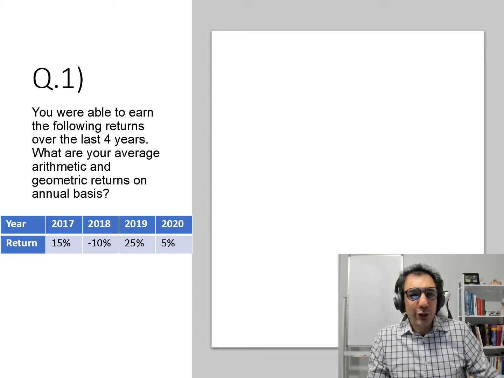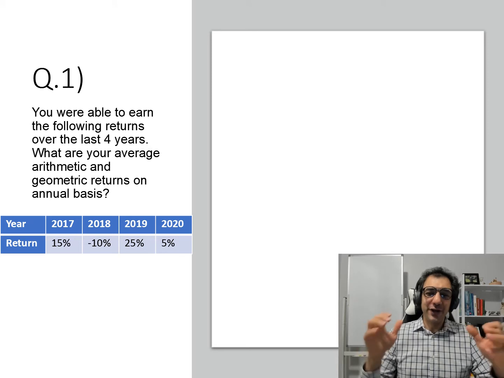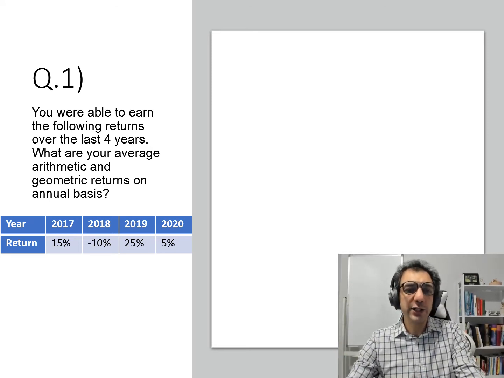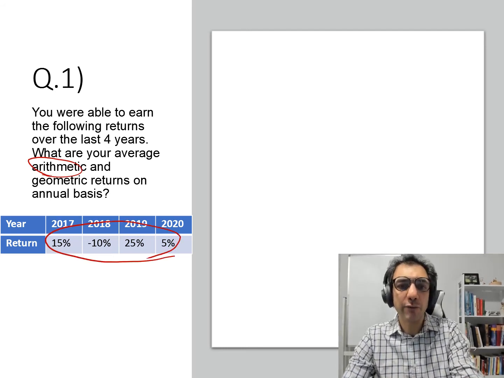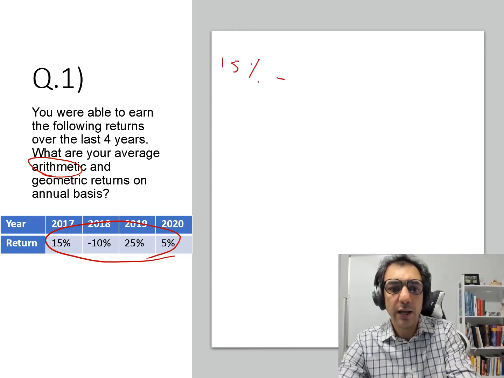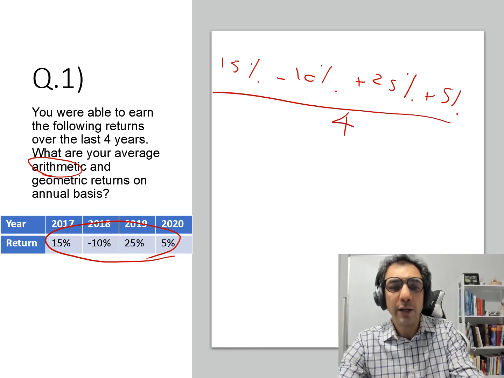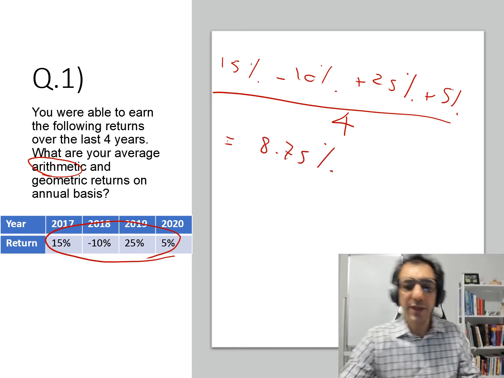Let's look at the first question. Here we have information regarding the returns for the last 4 years. Our goal here is to find the arithmetic average return and geometric return. We learned to calculate the arithmetic return: we are simply required to add all these returns and divide them by 4. In other words, I'm just adding 15% plus minus 10% plus 25% plus 5%, and then dividing by 4. By this, I will get 8.75%, which is my arithmetic average return.